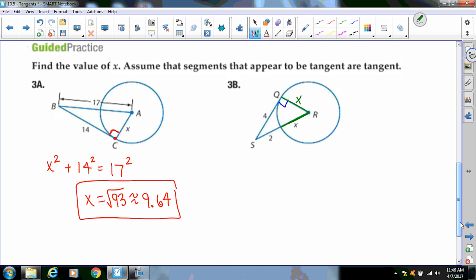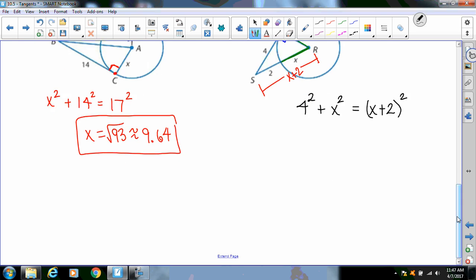When I do the Pythagorean theorem, I have to use all three sides of my triangle. So this side length, written as a whole side, would actually be x plus 2. So I'm going to do 4 squared plus x squared is equal to that entire side, the quantity squared. You have to make sure that whole side gets in parentheses. So now I have 16 plus x squared. And then remember, this is doing x plus 2 times x plus 2. So you're going to FOIL this.